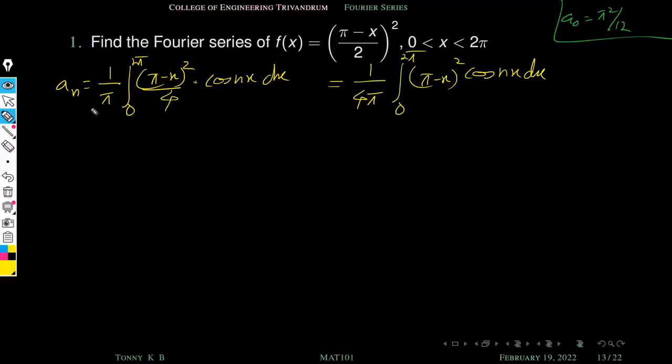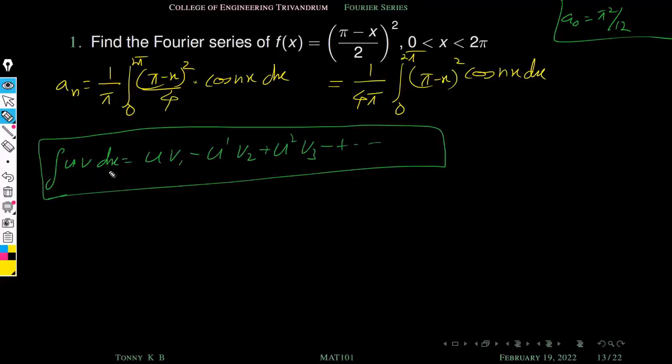So 4 is a constant, take it outside. So this becomes 1 by 4 pi integral 0 to 2 pi (pi minus x) square into cos nx dx. Next, we are going to integrate this expression. Either you can apply integration by parts repeatedly, or you can apply the general rule of integration by parts, that is the Leibniz rule.